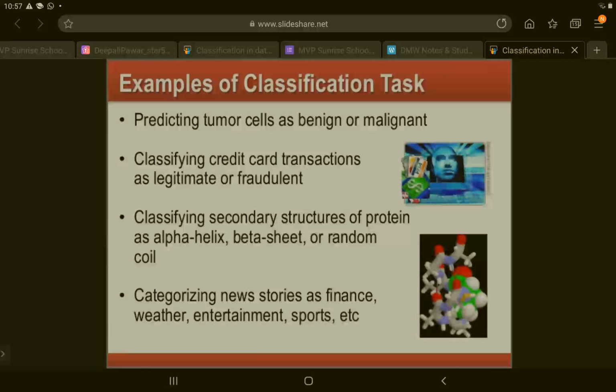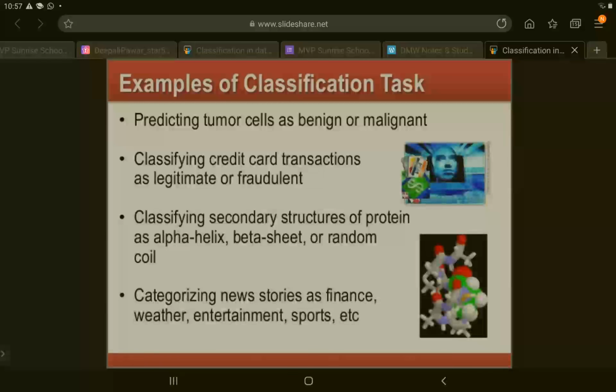These are the applications, examples of classification tasks. Secondly, classifying the secondary structure of protein as alpha helix, beta sheet or random coil. We have to predict given the training data set. So from the training data set we have to check what the result on the test data set will be. We are going to train our model, our system.